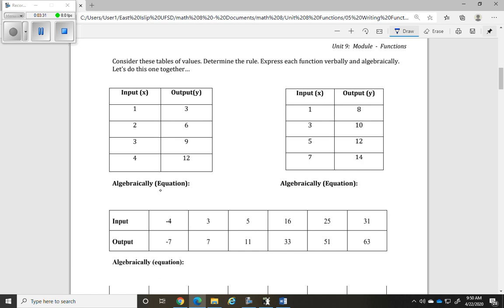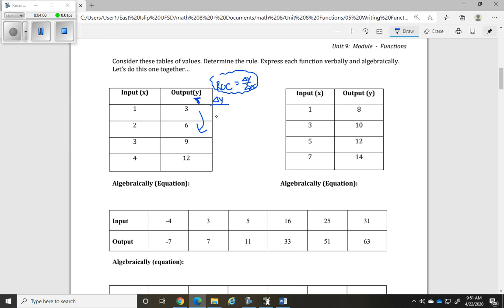So we're going to determine the rule. It says to express the function verbally and algebraically. So I'm an algebraic kind of person. I like to look at the rate of change as the change in y over the change in x, right? We learned that earlier in the year. So over here, I'm going to be listing my changes in y, since this is the y column.